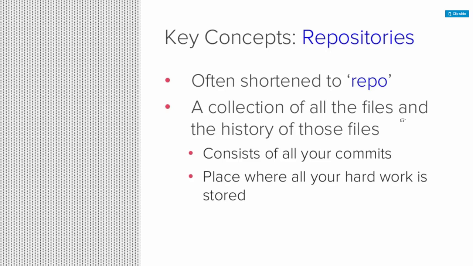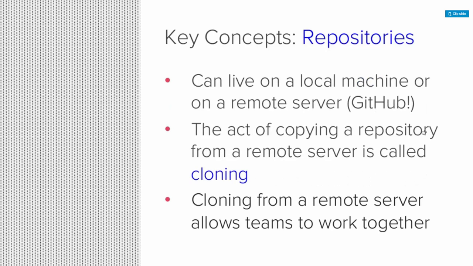What Git is more than anything else is referred to as a code repository. And a repository, as mentioned right here, is a collection of all the files that you want to put in the repository, and a history of all those files. That history meaning it shows how those files have been built. So as it says, it consists of all of your commits. It's where all of the work that you've done is stored.